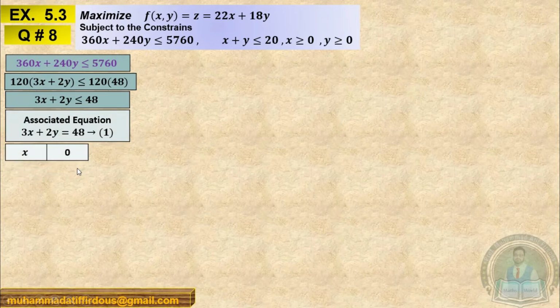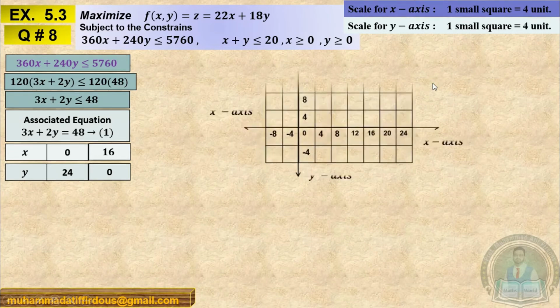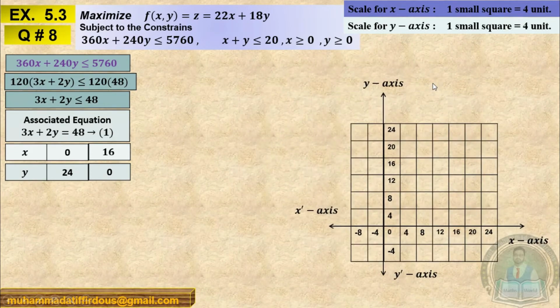Put x is equal to 0 in equation 1, you have y is equal to 28. Put y is equal to 0 in equation 1, you have x is equal to 16. Now again, a very important thing while making a graph is scale. In this case, we take a small square is equal to 4 unit in x-axis as well as on y-axis. So make a graph. You can see on this graph, one small square box is equal to 4 unit.